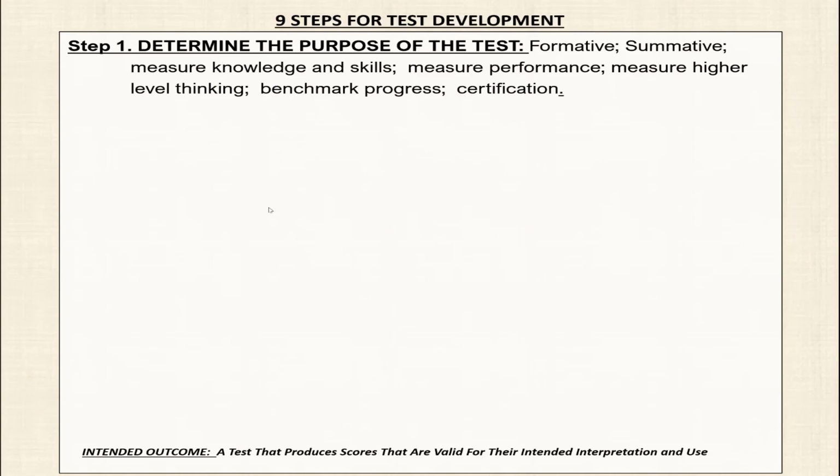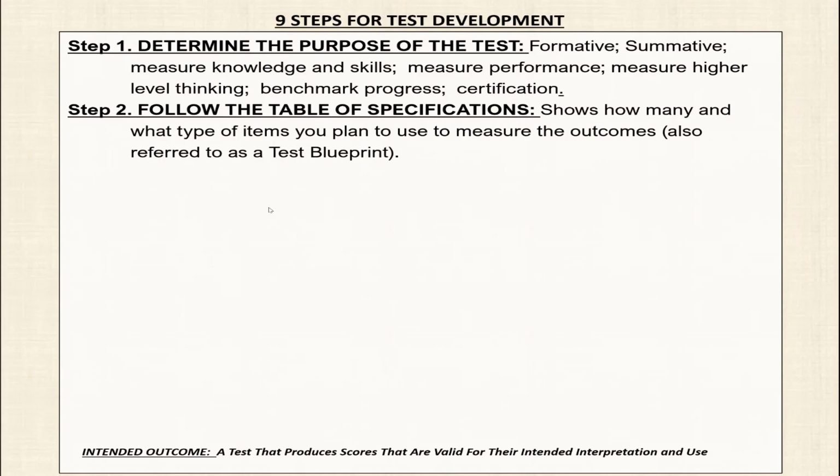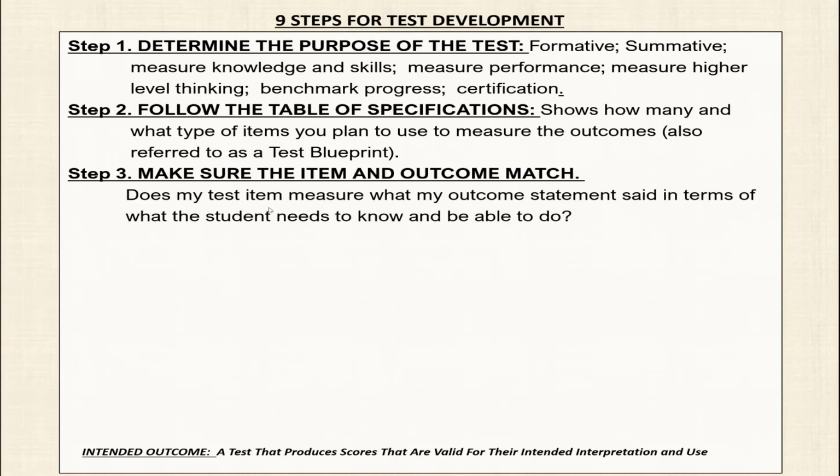So we make it very clear the purpose, and then we make the table of specifications. Remember that little table that we talked about? That shows how many and what types of items we plan to use to measure the outcomes, and we also called it the test blueprint. And then we make sure that the items and outcomes match. Because remember, we're given the outcomes or the standards, and they tell us we need test items for this.